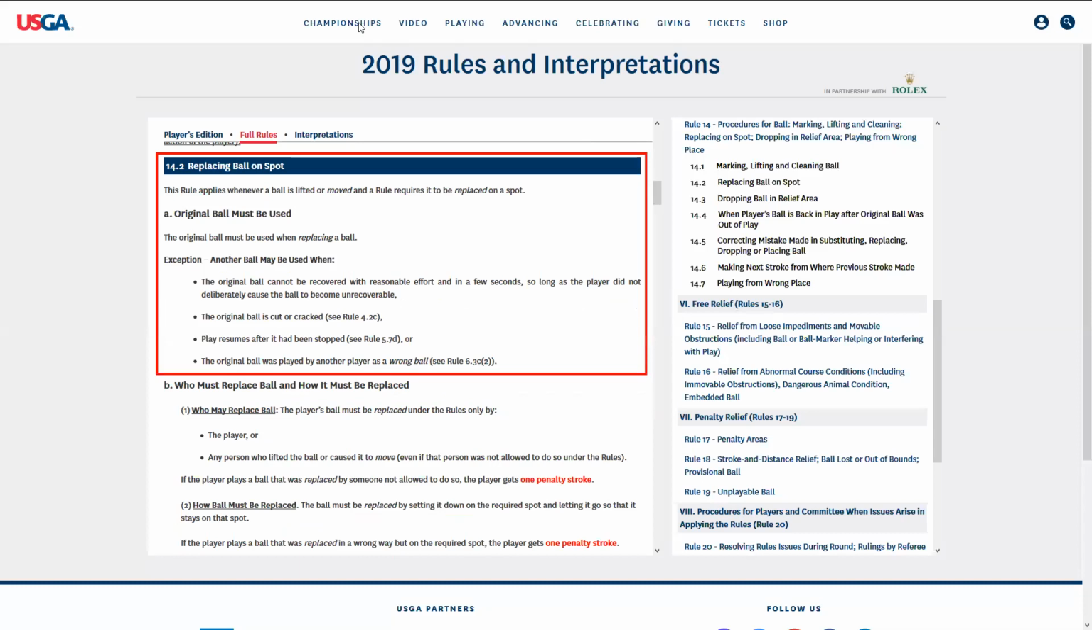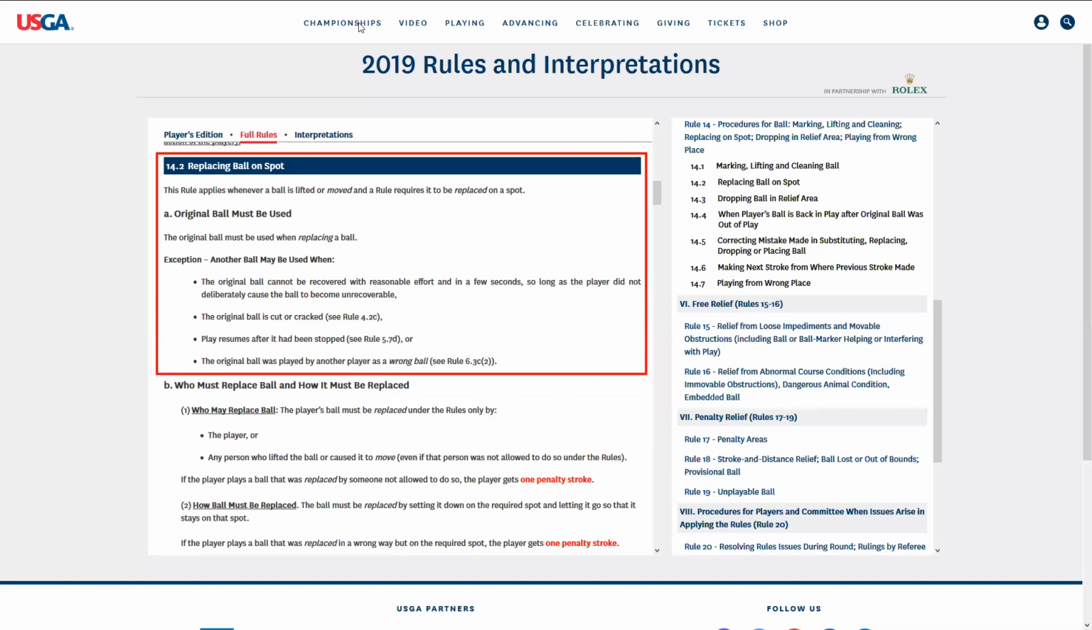If you're replacing it, that means you're putting the ball back in the spot, so you have to use the same ball. If you're picking it up to take relief, you can substitute, and if you're picking it up to play from where your previous stroke was made, you can substitute balls. We went over that in Rule 6.2.